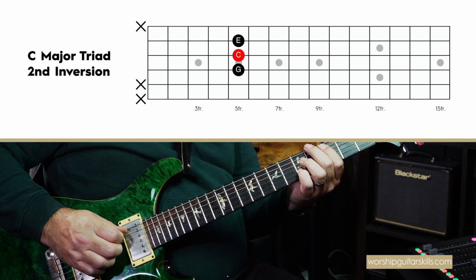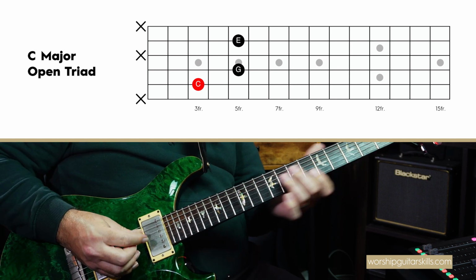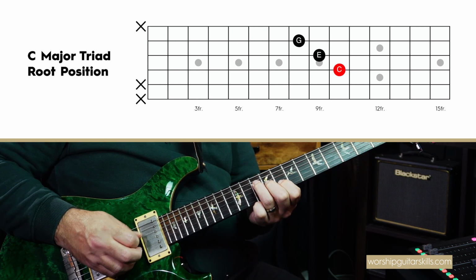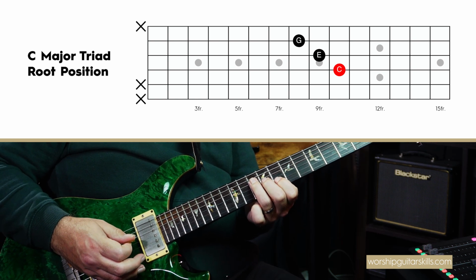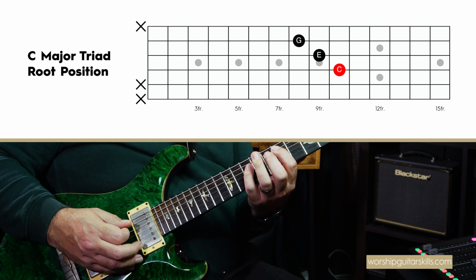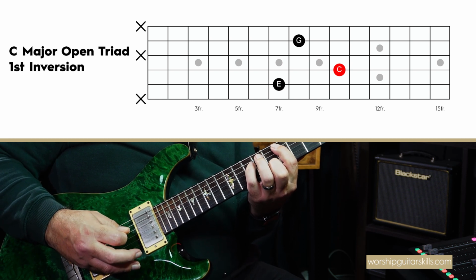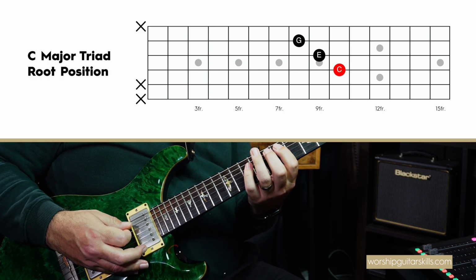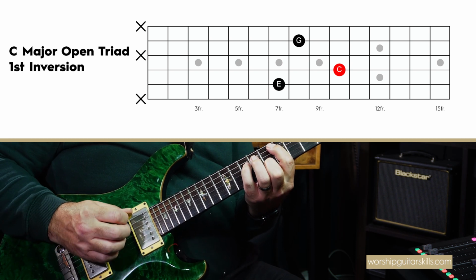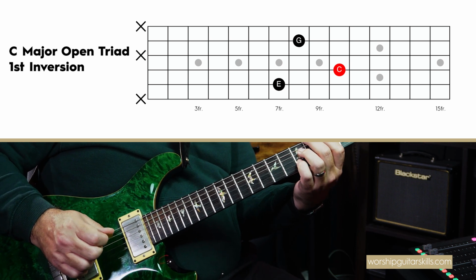So I can take this C major triad and make it an open triad by taking the middle note down an octave. If I go to this root position of a C major triad, I take the E note down an octave, and then it becomes this. So instead of this, I now get this. Now I've got 2 triads that I can bounce between using this tone.